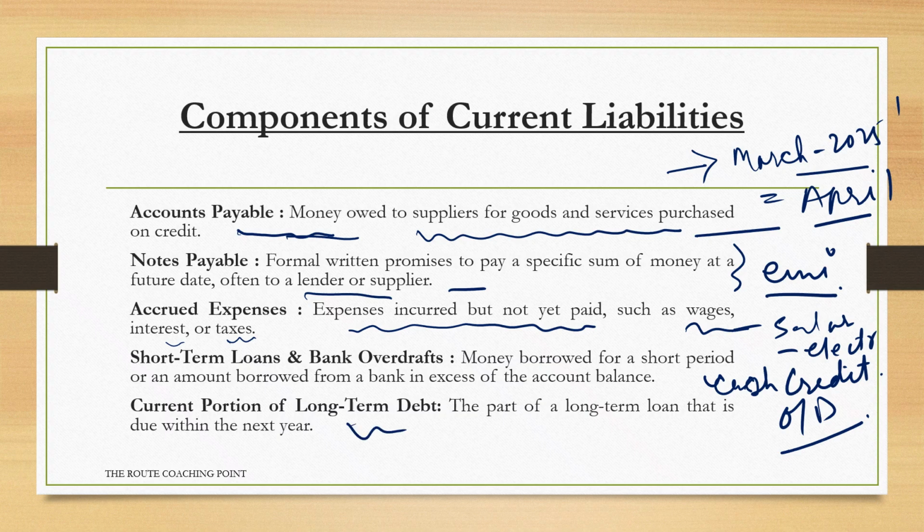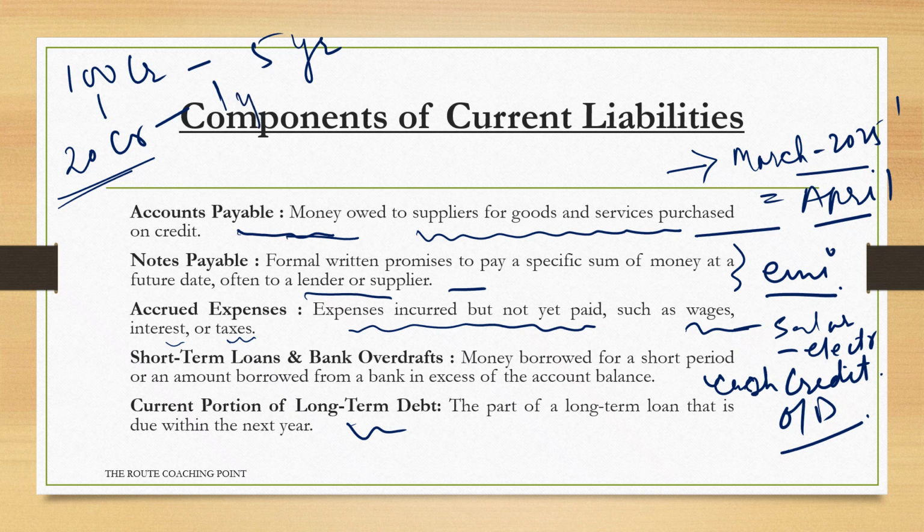Current portion of long-term debt. Suppose a company took a loan of 100 crores for 5 years. So every year it has to pay the principal amount of 20 crores. Okay, so this 20 crores is payable in 1 year, so this will come under current liability.